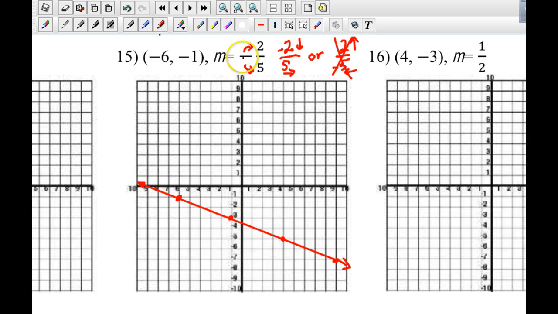So yeah, if the negative is in the front, you can apply it to the top or the bottom, but not both. If you put it on the top and bottom, it's now a positive slope because 2 negatives will make a positive. So it's one or the other, not both.